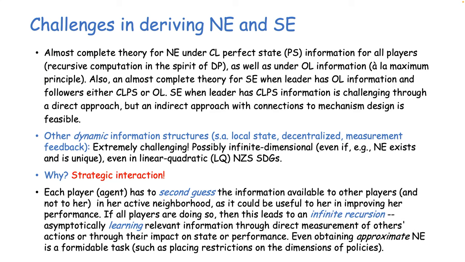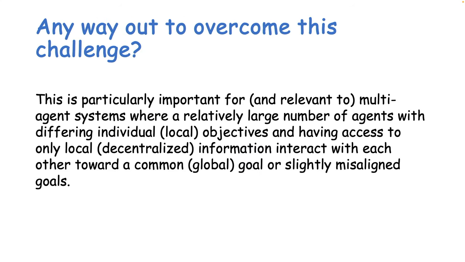And if one player is doing second-guessing, the other player would also be doing second-guessing. And then you would have to do second-guessing on the other player's second-guessing of yourself, of your information. So that leads to an infinite recursion. Whether it converges or not is an open problem in the most general case. So essentially, this involves asymptotically learning relevant information through direct measurement of others' actions or through their impact on the state of performance. And even obtaining approximate Nash equilibria is a formidable task in these cases.